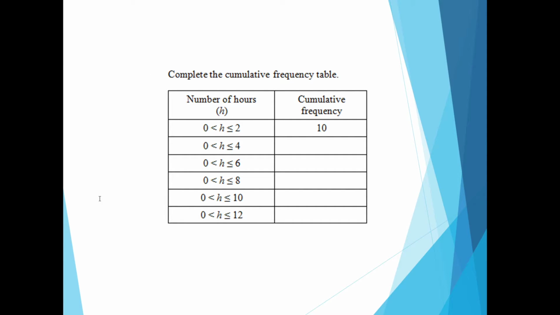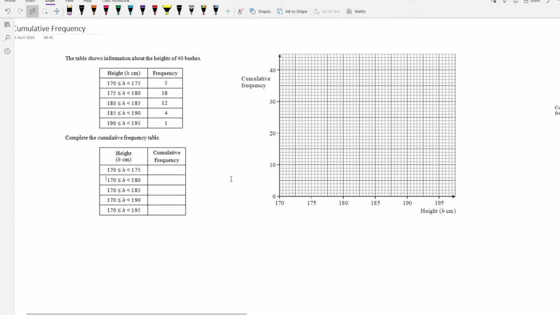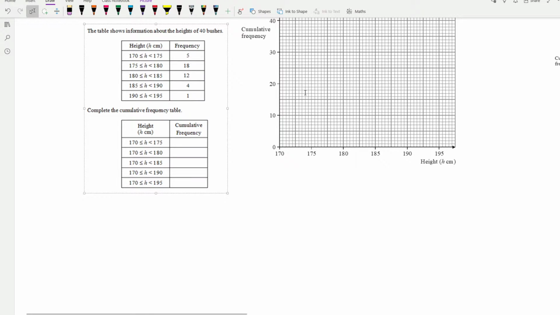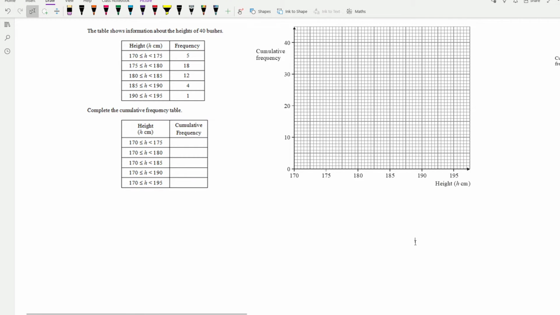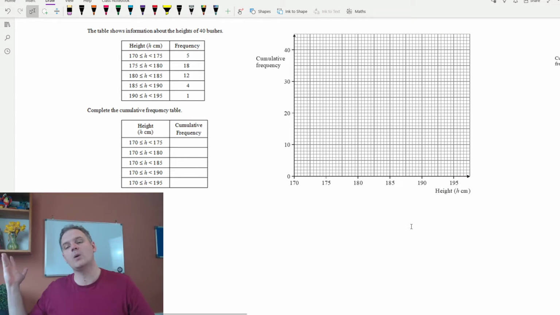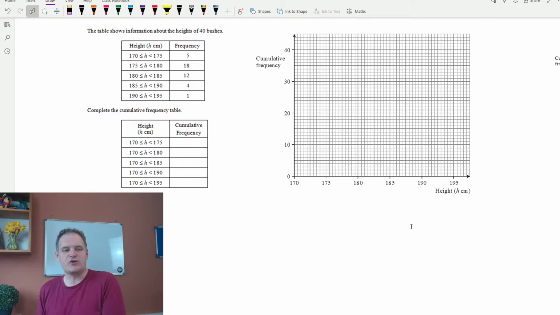Let's get you ready on this page of fun. Right. Can you all see that? Hopefully you can. This is a question all about cumulative frequency. I've got questions there, and I'm sure you'll tell me in the chat if you can't see anything. And I'm going to show you me as well. Hello! So, we've got information all about the height of 40 bushes.